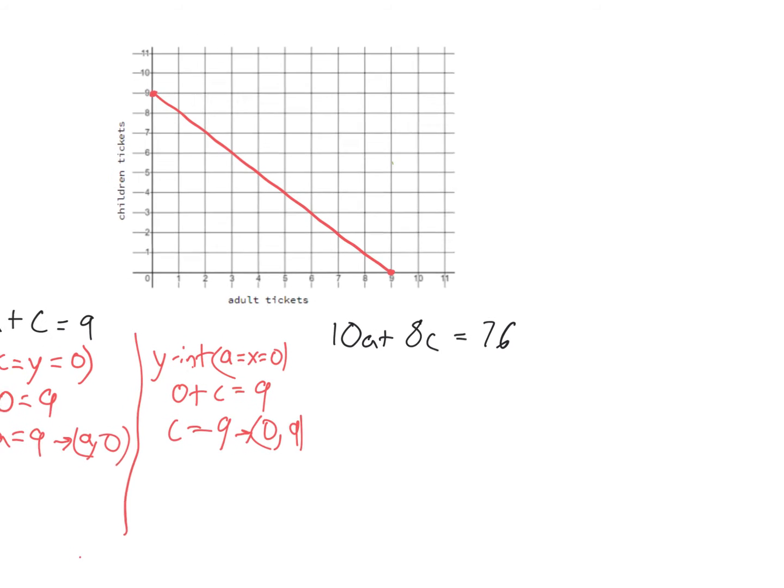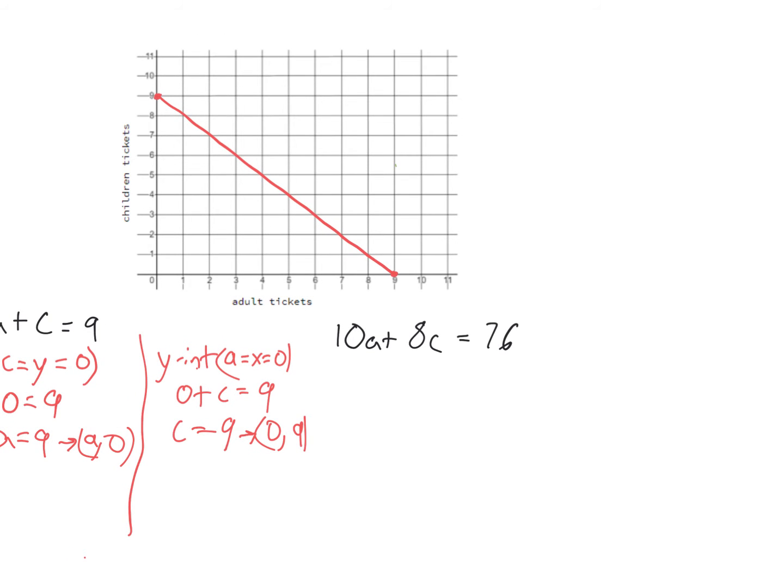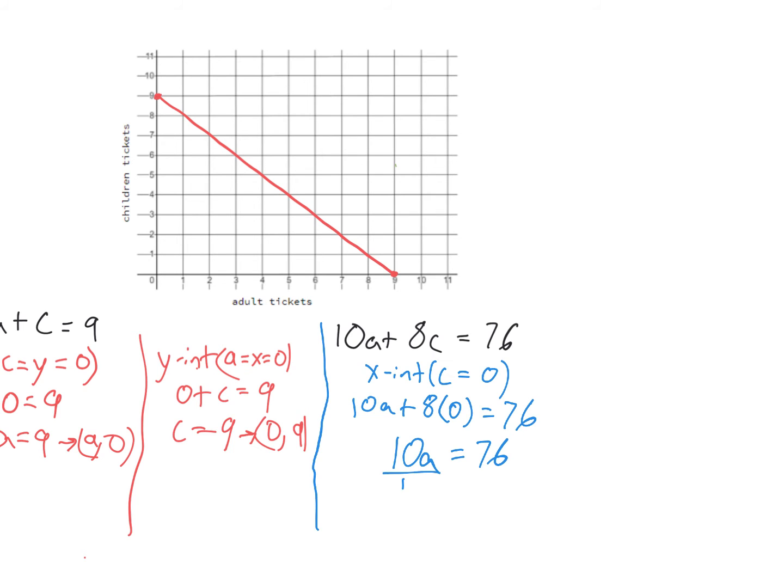Okay, and so now we're going to do the same thing to 10a plus 8c equals 76. So first we're going to find the x-intercept, which remember we already said is when c equals 0. So that's 10a plus 8 times 0 equals 76. So 10a equals 76. Divide by 10. And I get a equals 7.6, which is the point 7.6, 0.